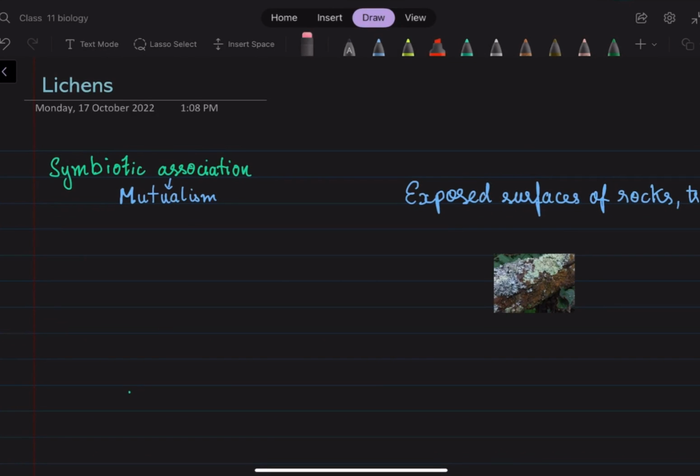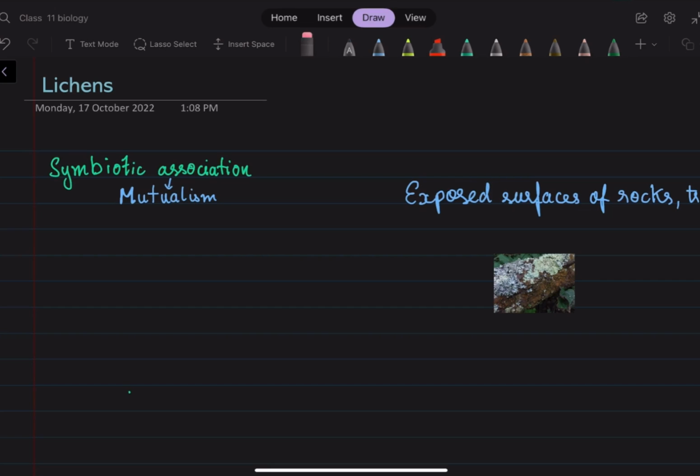In the last class, we learned about viroids and prions, and in this video, we'll be learning about lichens. So, lichens is a fungal association, and this is not placed in the five kingdom classification of R.H. Whitaker because this lichen is an association between two organisms. It is a symbiotic association, and it is a famous example of mutualism.